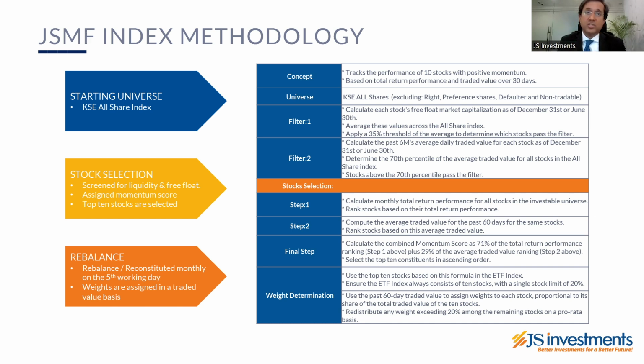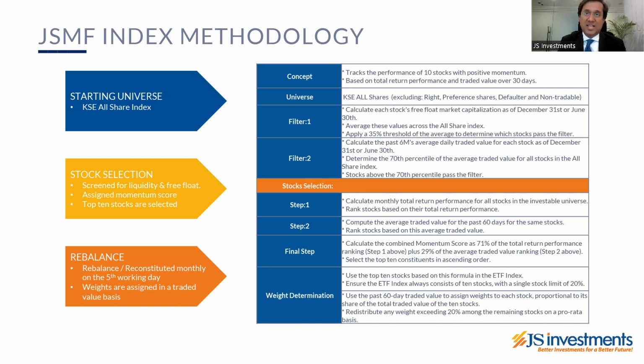So the story begins with over 500 or 600 companies, right? And then we gradually filter the list. Once we have applied these two filters, we apply the stock selection criteria, which involves ranking these stocks based on their total return for the preceding 1 month. Along with that, we rank these stocks based on their traded value for the preceding 2 months. Based on these two criteria, we come up with a combined momentum score, which helps select the top 10 constituents for the ETF in an ascending order.